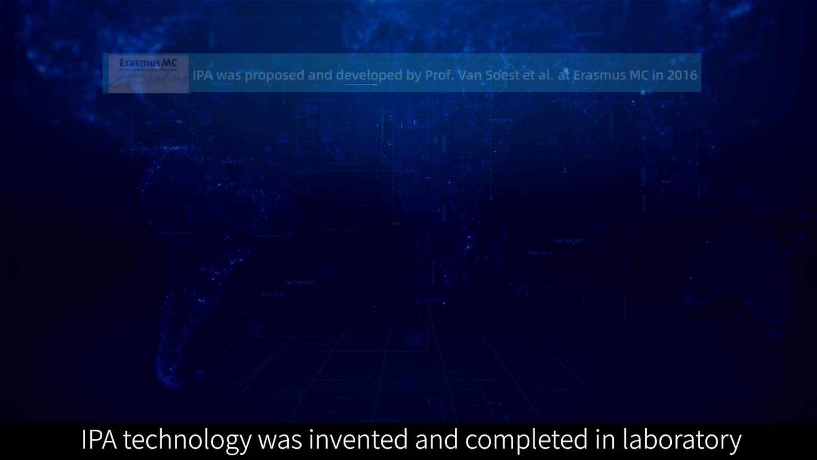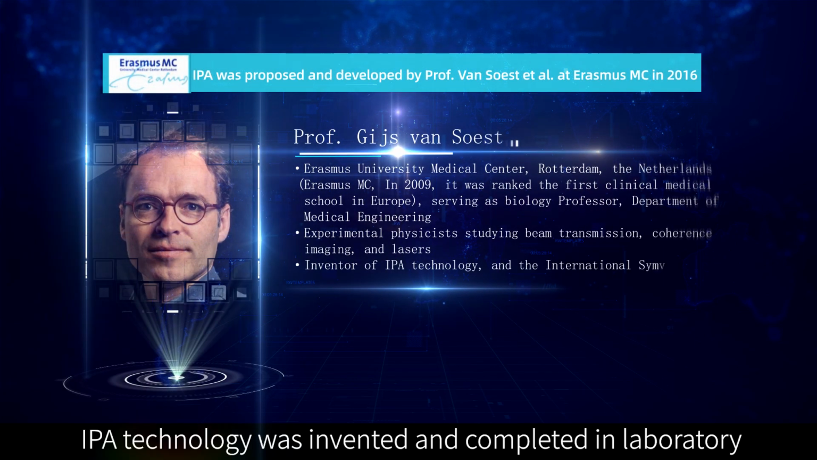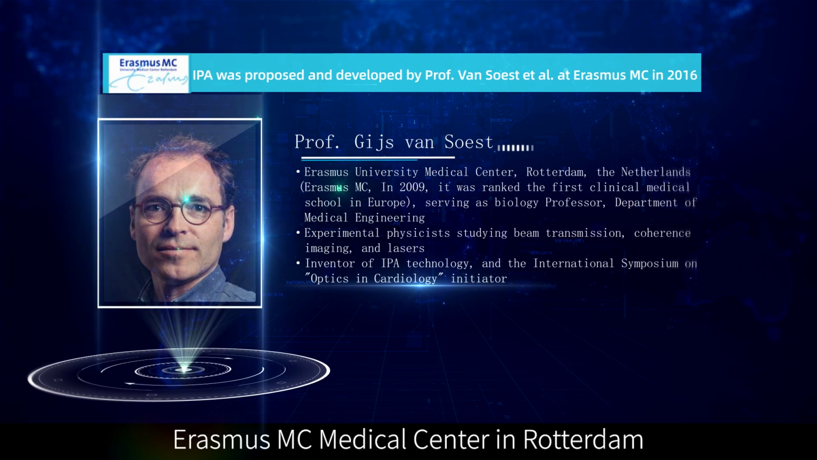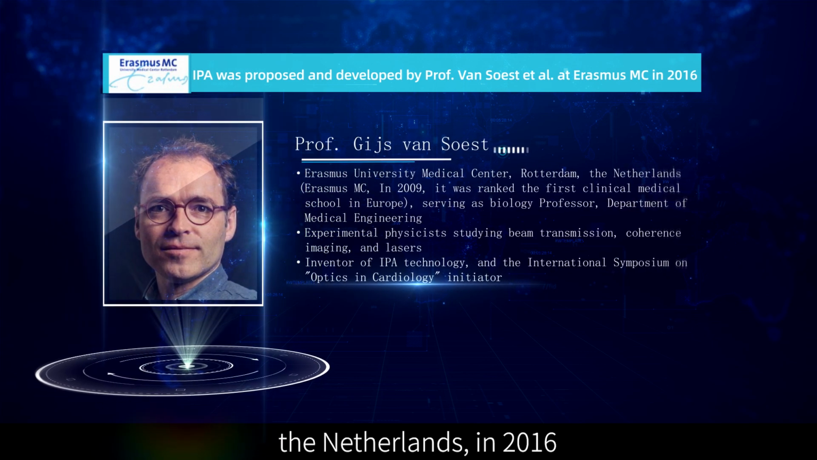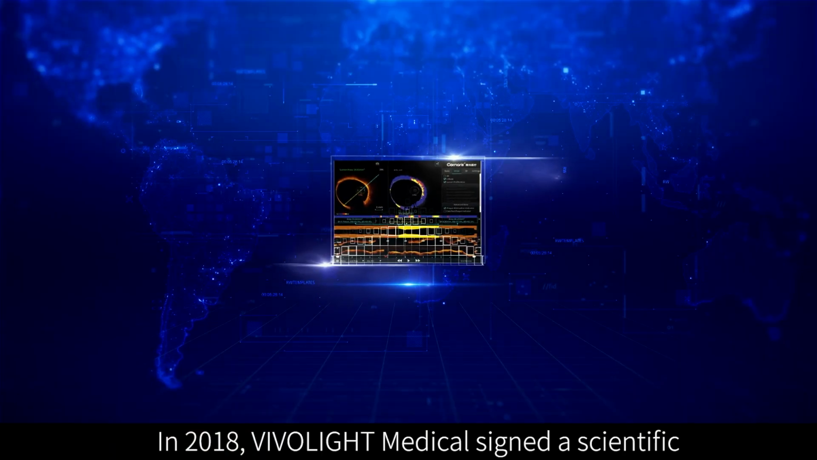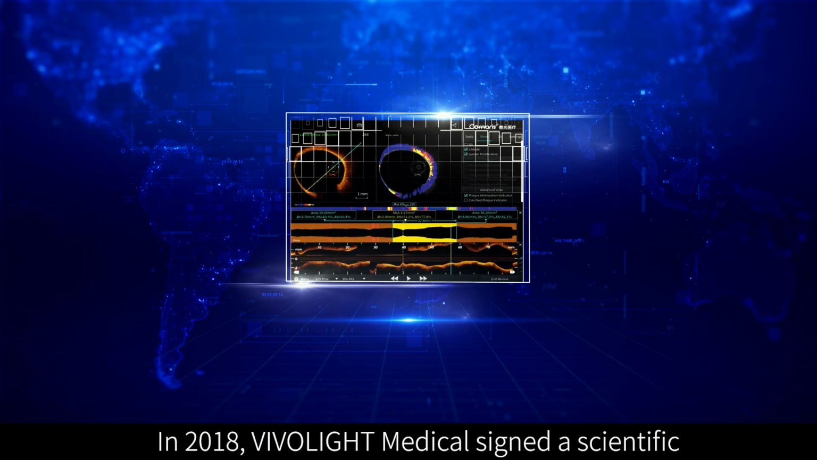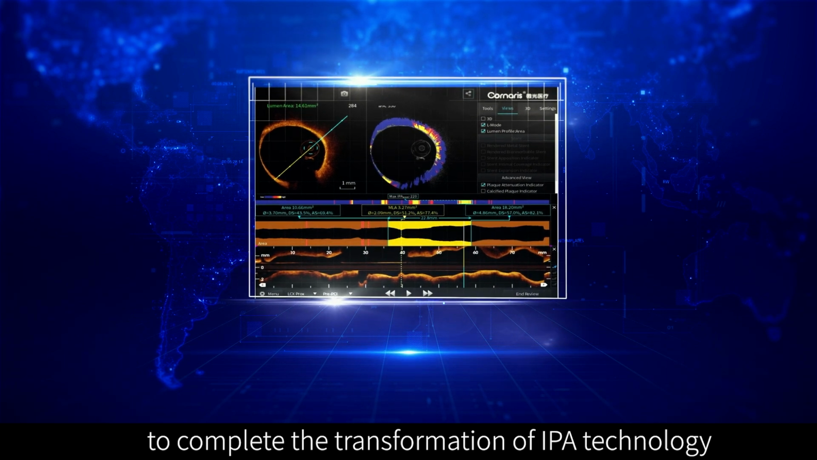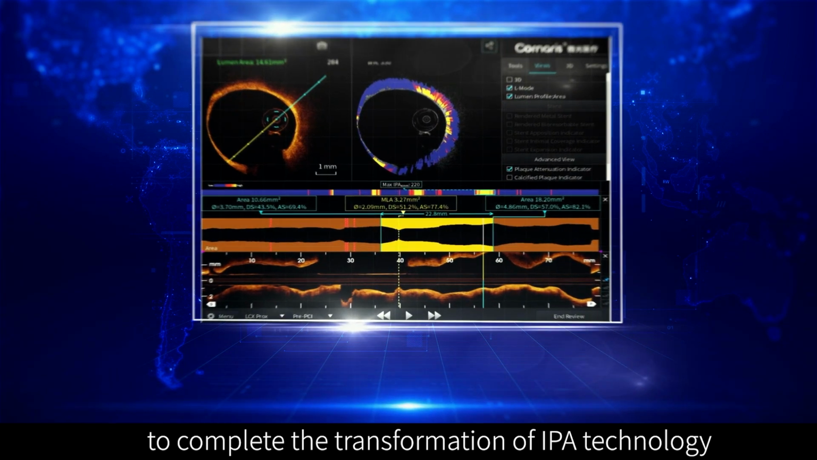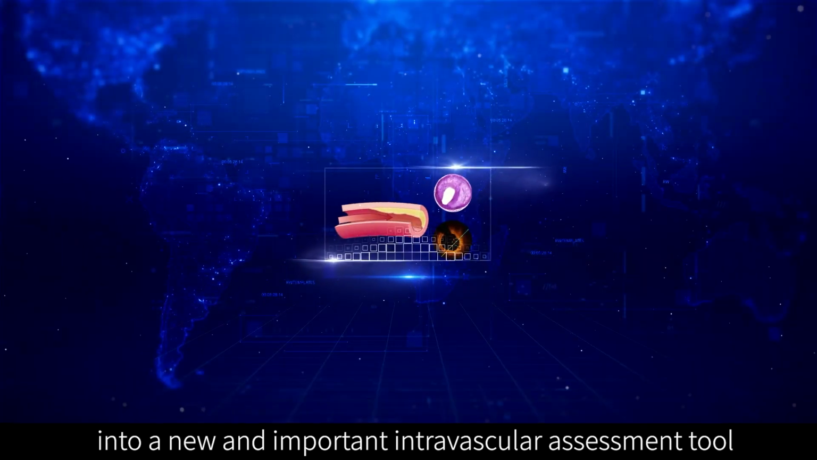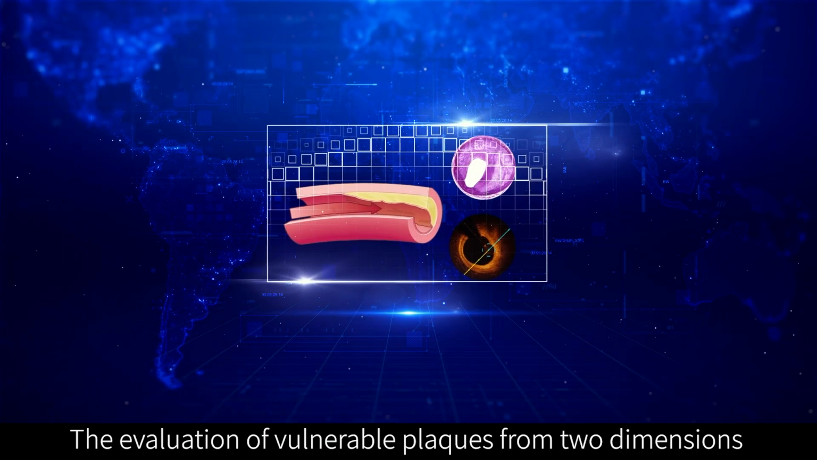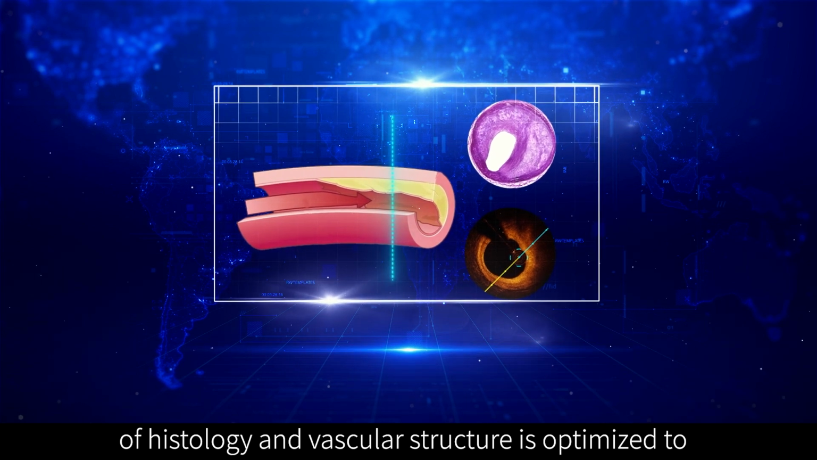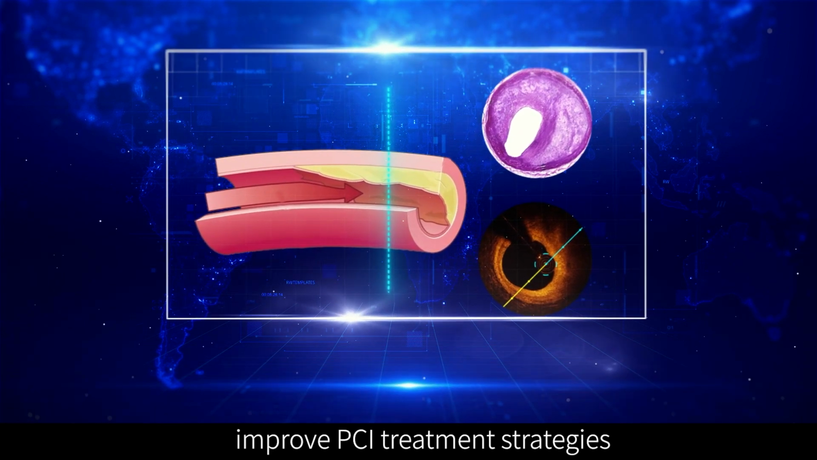IPA technology was invented and completed in laboratory research by Professor Gijs van Soest at the Erasmus MC Medical Center in Rotterdam, the Netherlands, in 2016. In 2018, Vivolight Medical signed a scientific research cooperation agreement with Professor Gijs to complete the transformation of IPA technology into a new and important intravascular assessment tool. The evaluation of vulnerable plaques from two dimensions of histology and vascular structure is optimized to improve PCI treatment strategies.